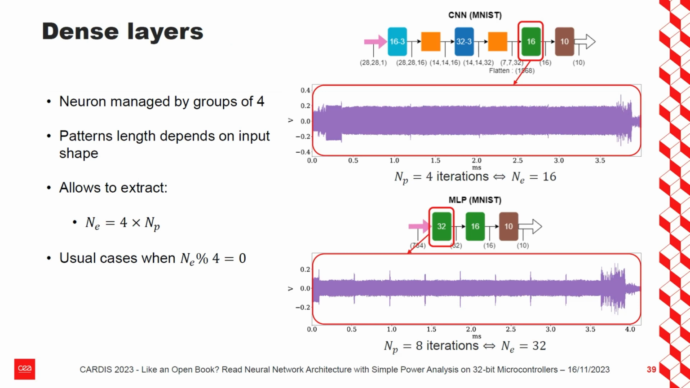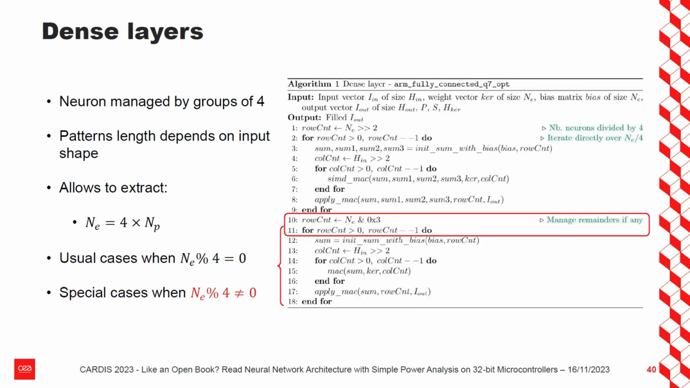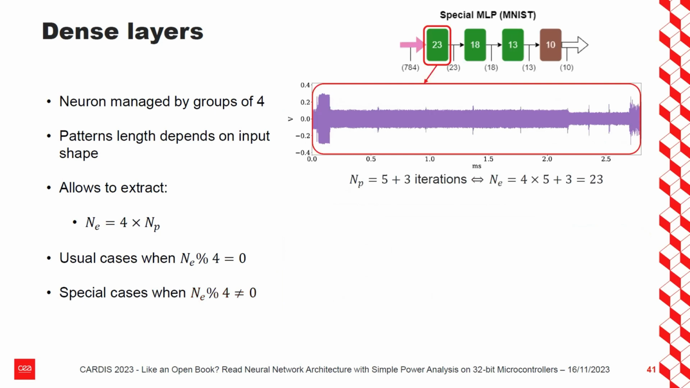So what happens when there are remainders to be managed? In the algorithm, there's another for loop that is iterating over a different variable. And what is important here is to see that the neurons are handled independently. This means that there would be another electromagnetic activity appearing afterwards, the one we already saw just before. And in order to verify that, we designed a new model with dense layers having a specific number of neurons, which would produce those remainders and induce them to be handled.